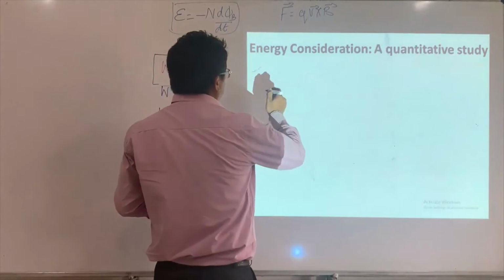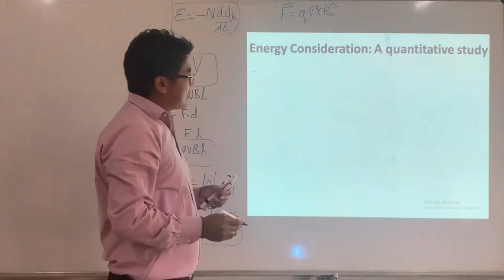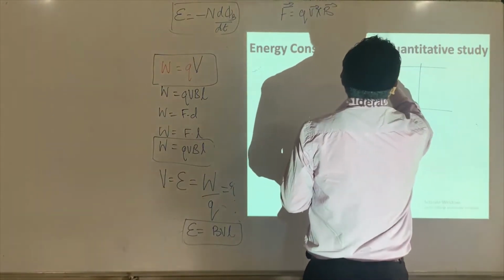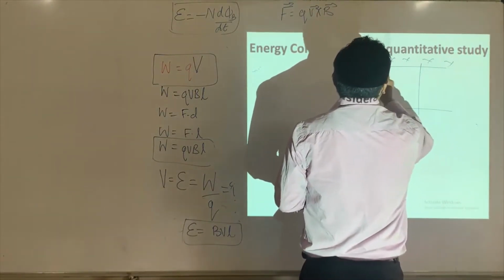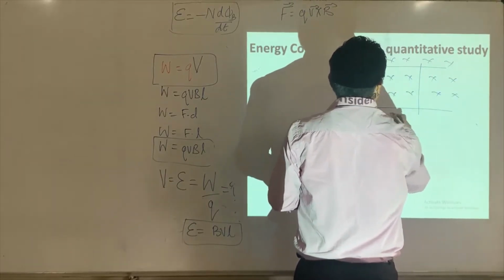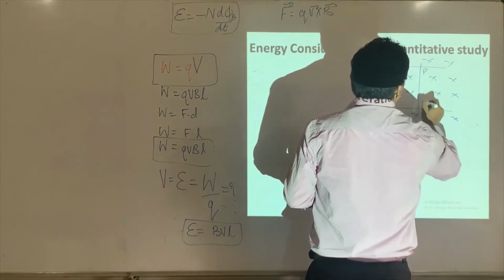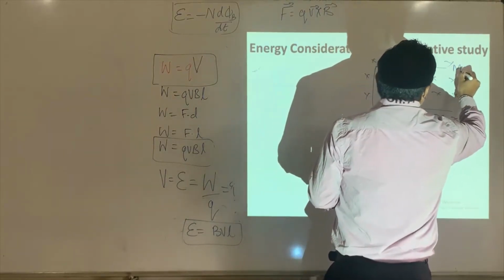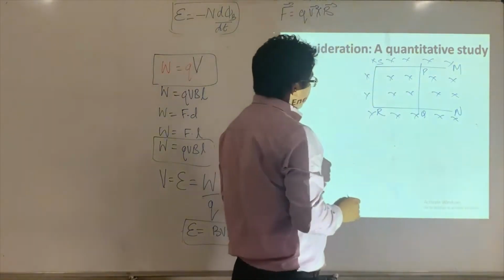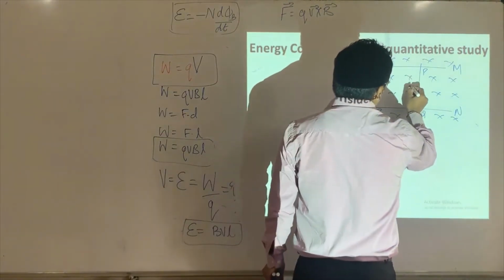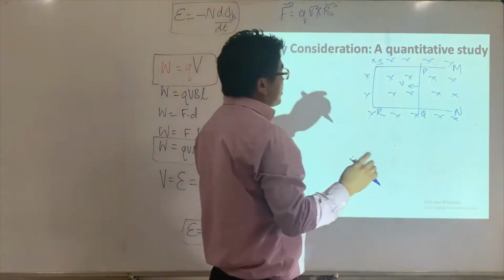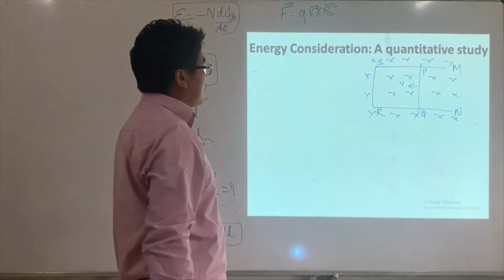So the rate of energy produced, let's say I have a rod like this. These are the magnetic field. This is P, this is Q, M, N, R, S. This is the rod, and the rod means you are pushing it. V tells you the direction of velocity and the direction of the external force.